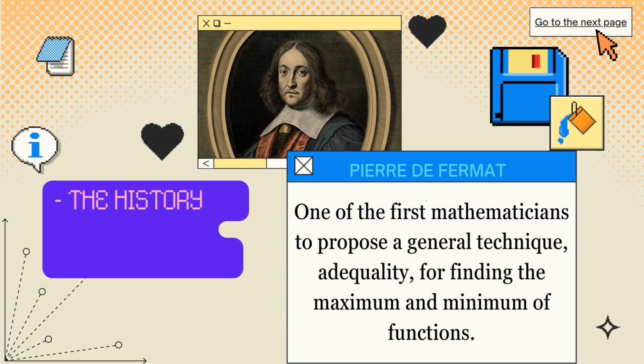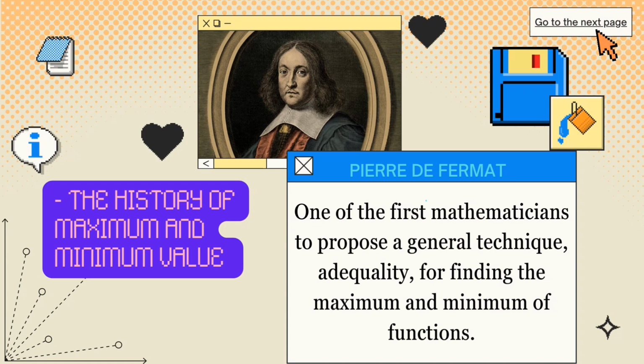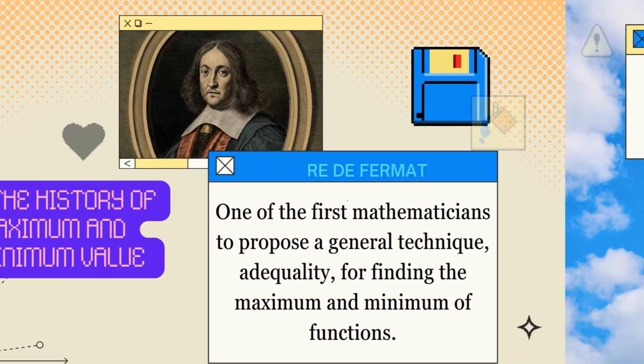Firstly, we jump to the history of maximum and minimum value. The figure that we found is Pierre de Fermat, one of the first mathematicians to propose a general technique, adequality, for finding the maximum and minimum of functions.